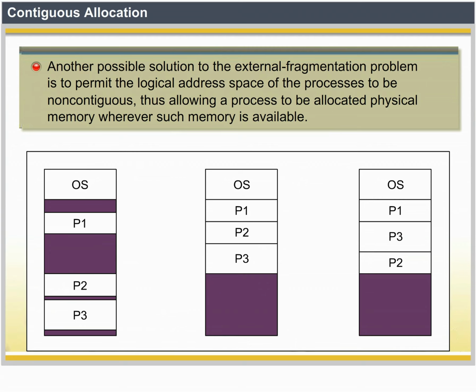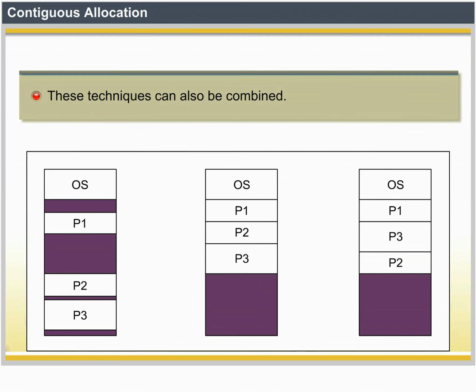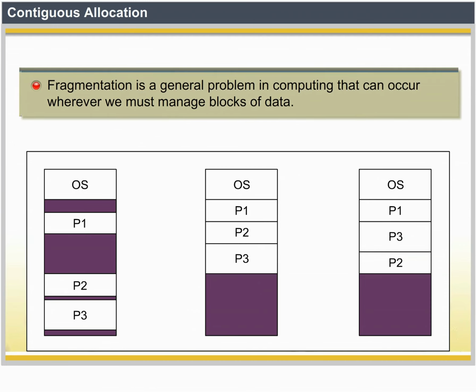Two complementary techniques achieve this solution: segmentation and paging. These techniques can also be combined. Fragmentation is a general problem in computing that can occur wherever we must manage blocks of data.